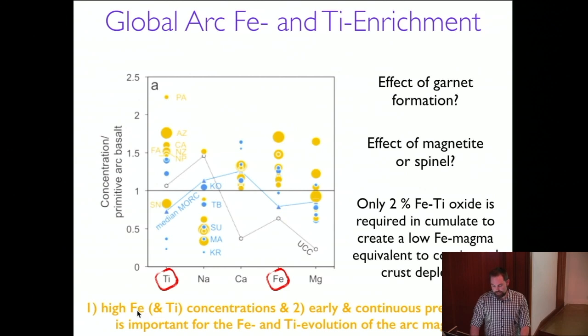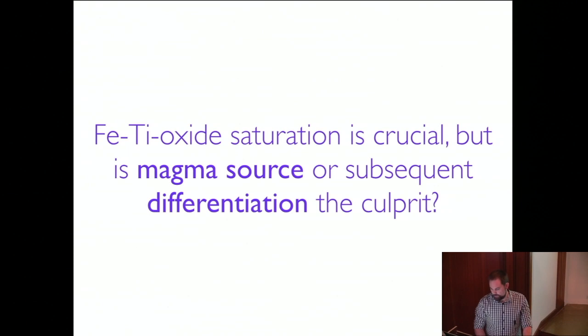So to summarize this diagram, we see high iron and titanium concentrations, and this must be a signal of early and continuous precipitation of these minerals in the evolution of the arc magmas. So this speaks somewhat to what Norman Bowen was saying. He was suggesting that fractional crystallization, i.e. of these cumulative rocks at the Moho, is the most important component in creating these two different trends. And we agree with that.